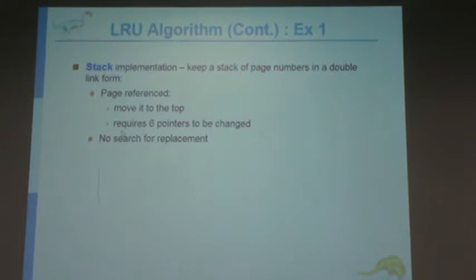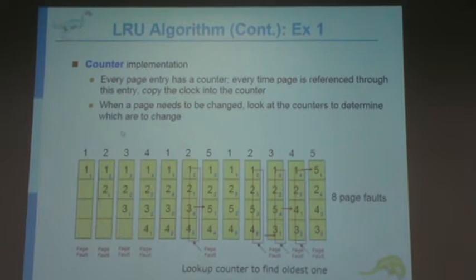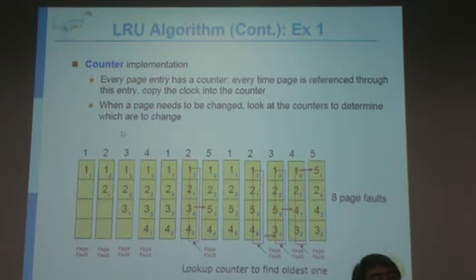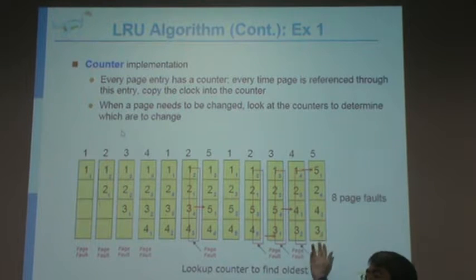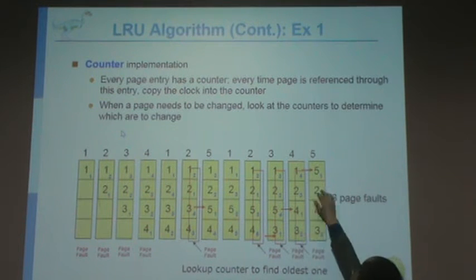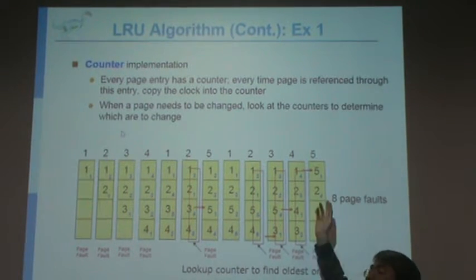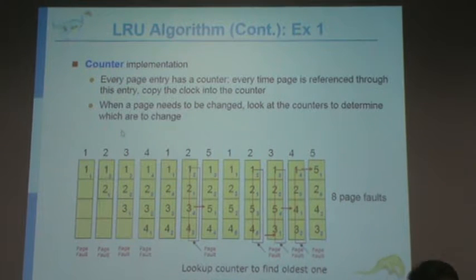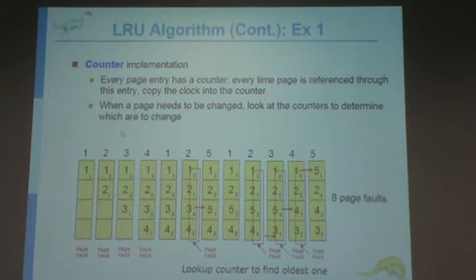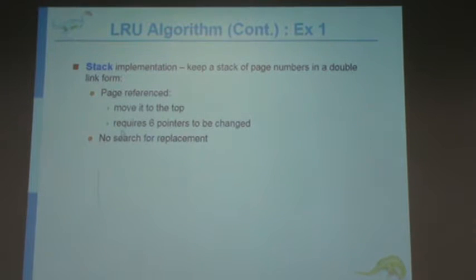Another way of implementing the LRU algorithm is using a stack, because the counter approach needs one for each page. What if we have millions of page frames? You need millions of counters. You need to increase the value for each. So it takes a long time and resources. So instead we can keep a stack. What is a stack?